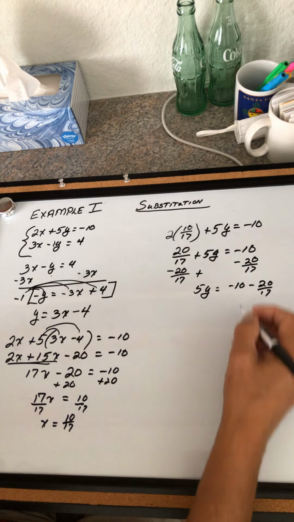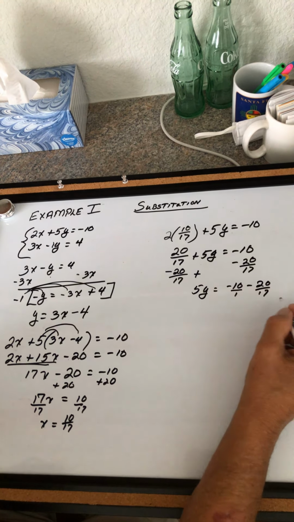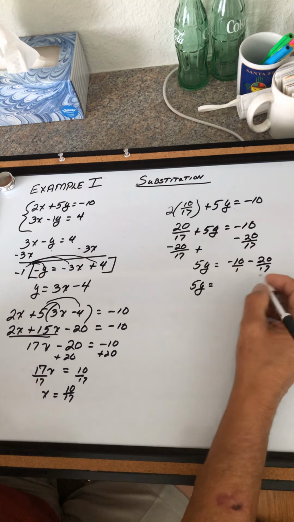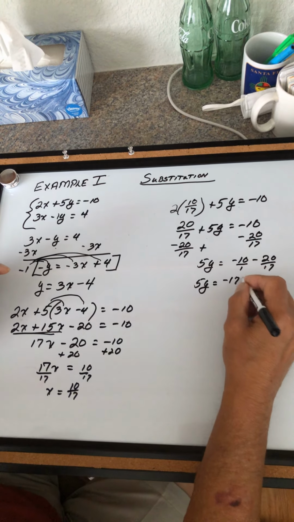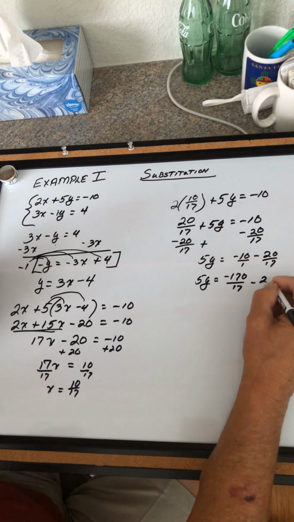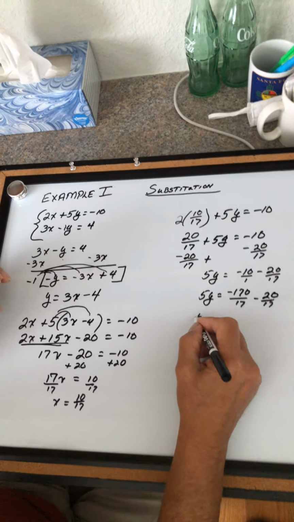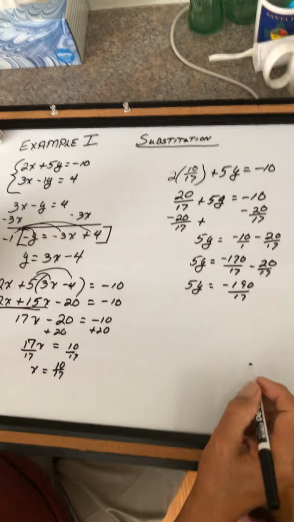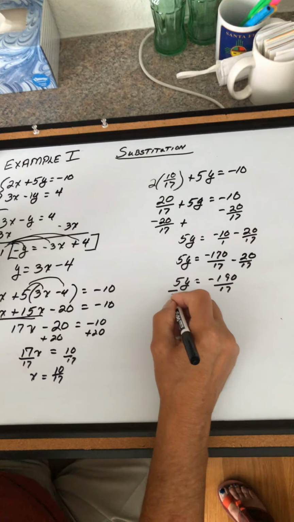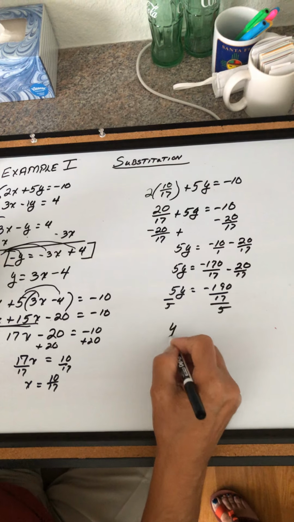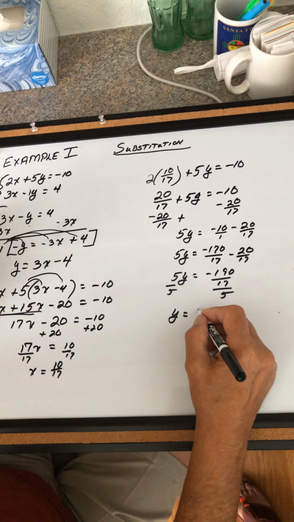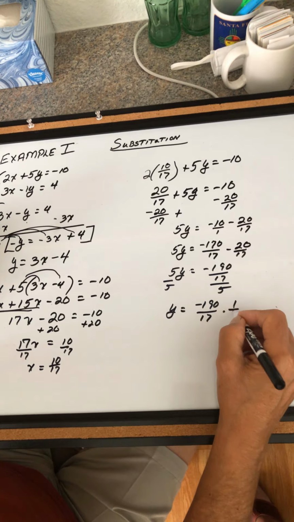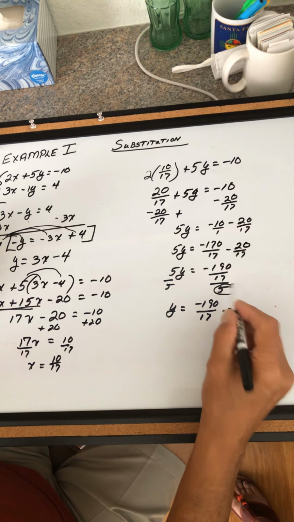Common denominator, which is going to be 17 because this is 1. I have to find the common denominator between the two. 5y is equal to, if I multiply 10 times that, is going to give me minus 170 over 17 minus 20 over 17, which then gives me 5y is equal to minus 190 over 17. Now, if I divide by 5, this is what's difficult. y is equal to, and this is going to come out to be minus 190 over 17 times 1 over 5. Multiplicative inverse right there.